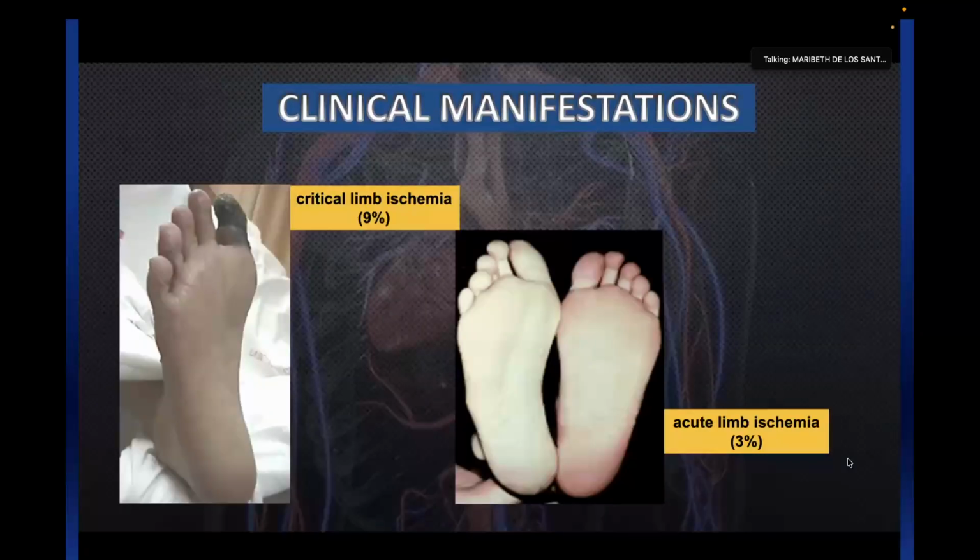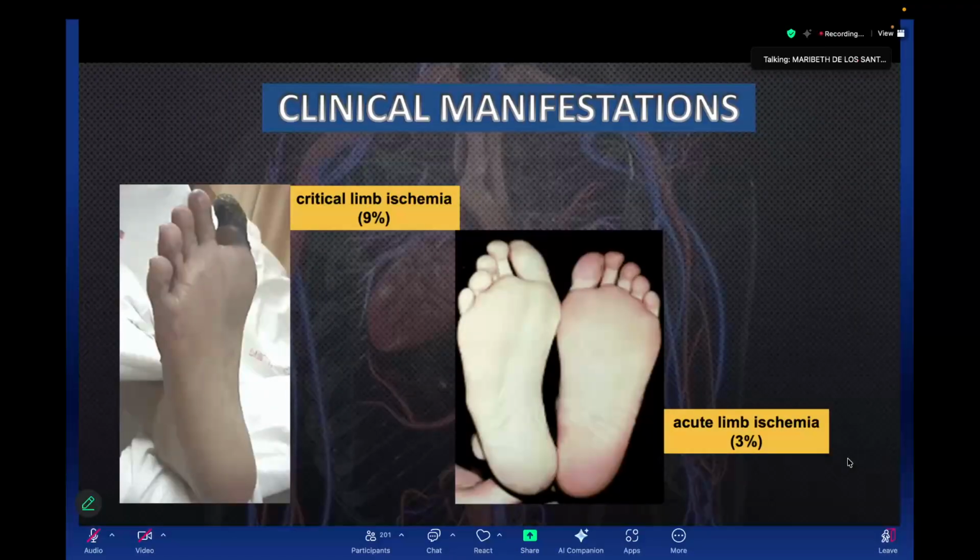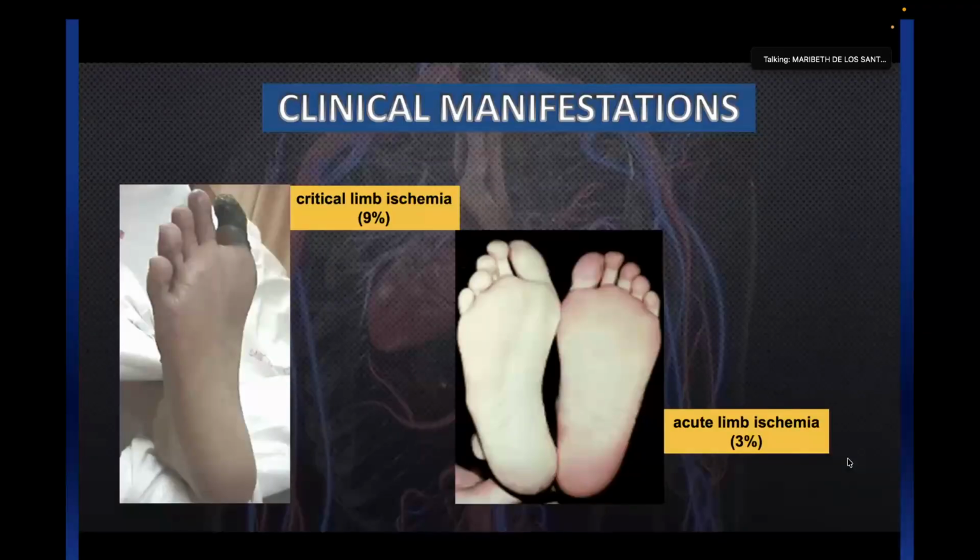In 9% of cases, patient manifests with gangrene, non-healing wound, and leg pain even at rest, what we call critical limb ischemia. And then in 3% of cases, acute limb ischemia sets in, often due to embolization.